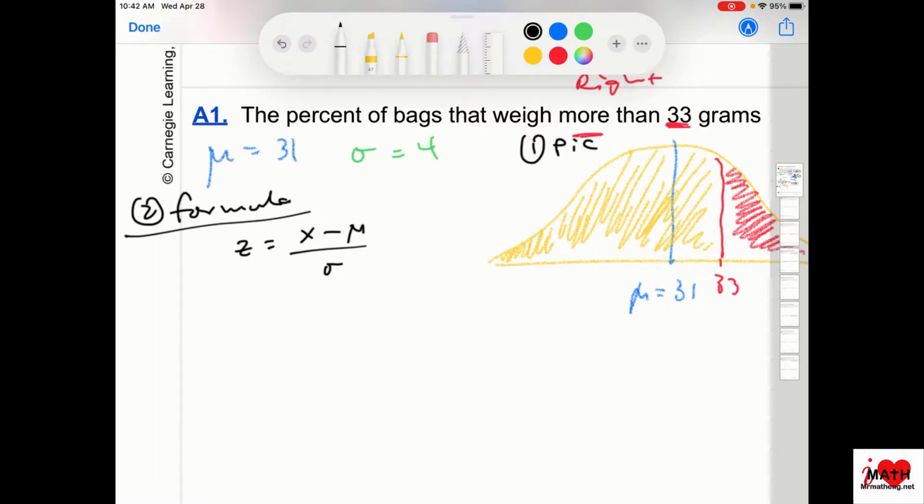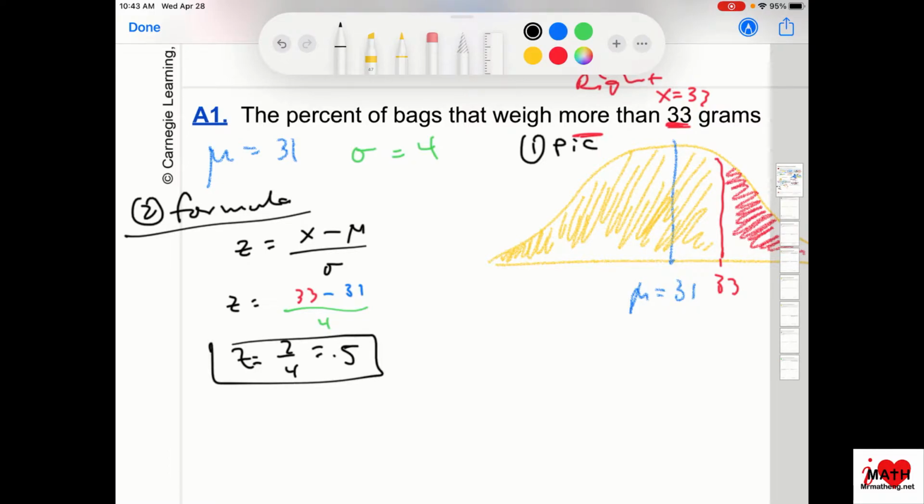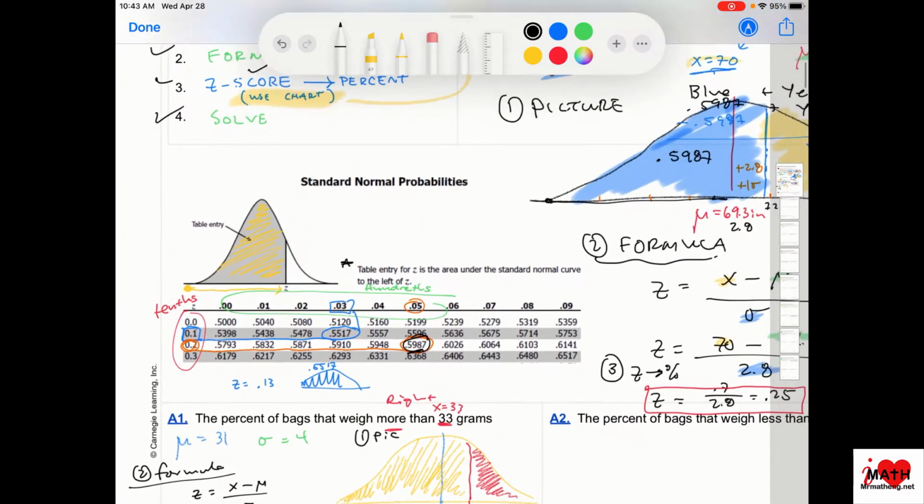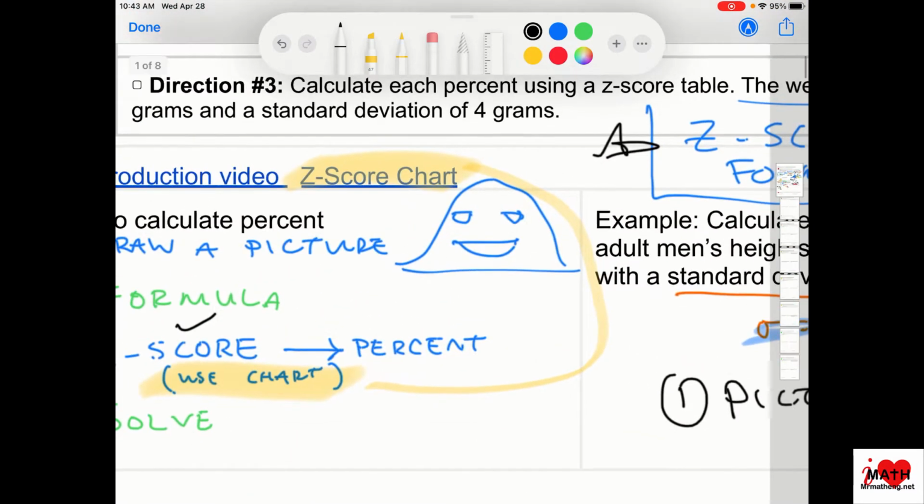Okay, remember our x value is here. X equals 33. And then the mean is in blue, so that's a 31. And the standard deviation is 4. You're going to get 2 over 4, which is a z-score of 0.5. So I need to find basically z equals 0.5. All right, let's go ahead and click on this table up here.